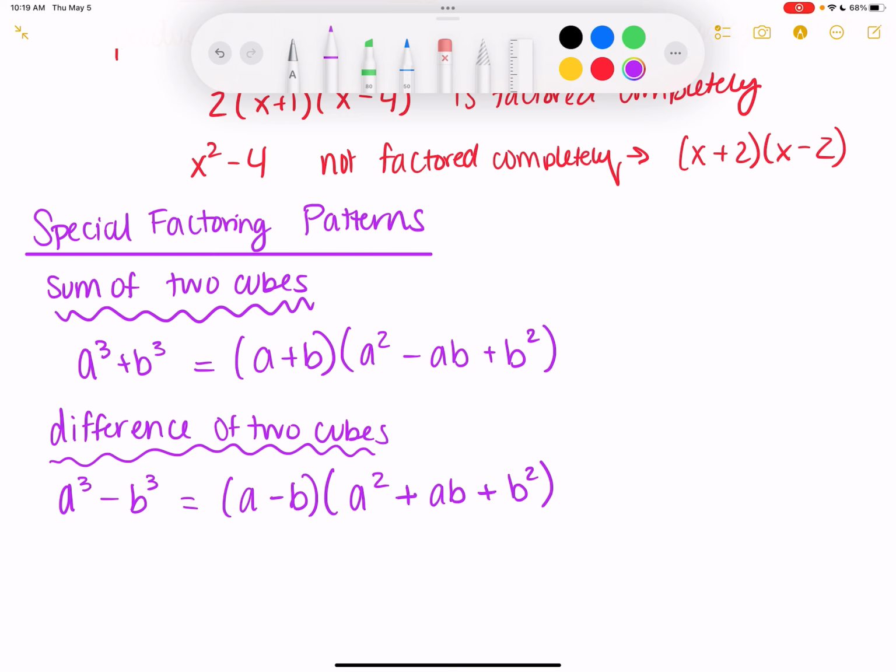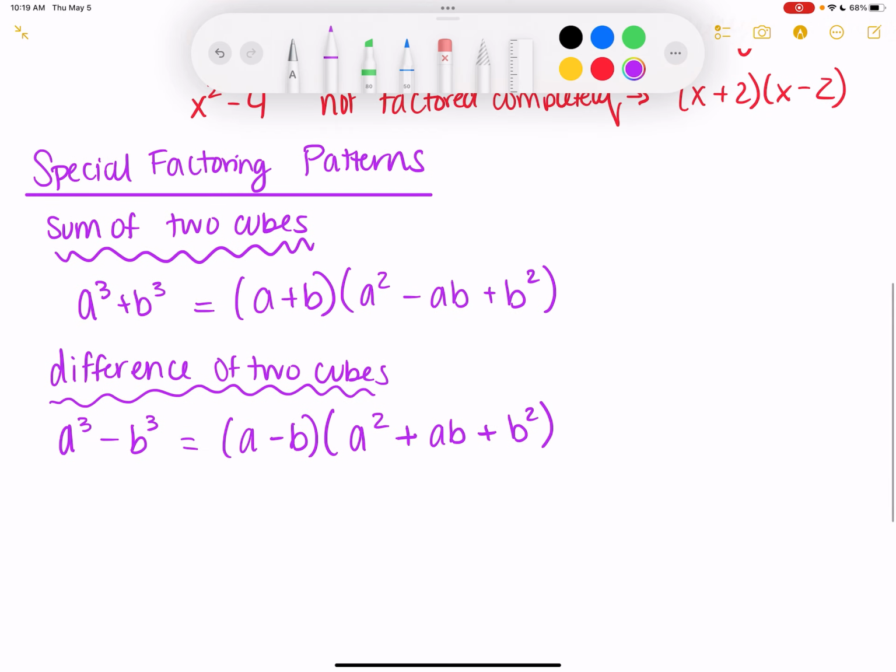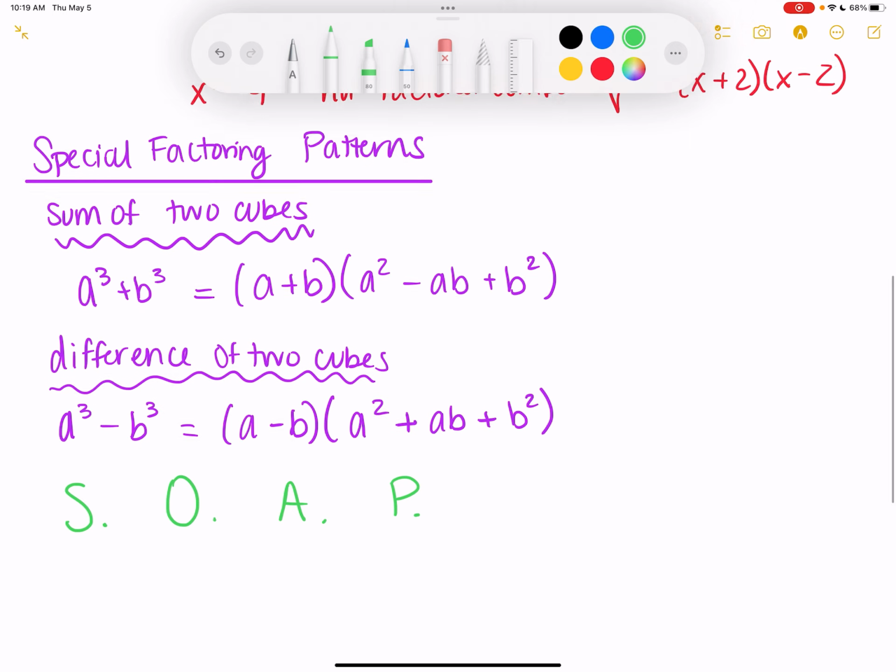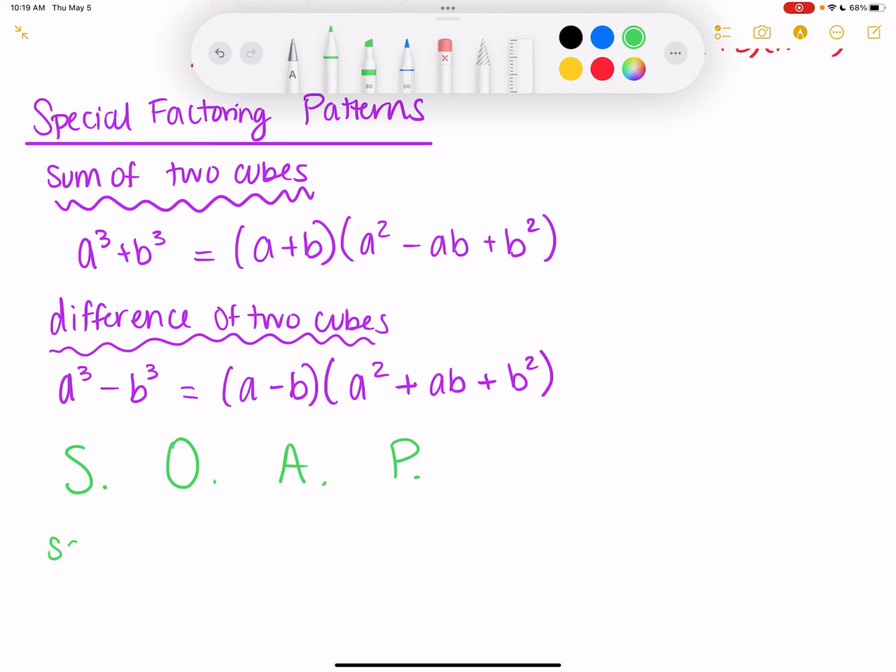And you're probably looking at the signs and thinking, what in the world? Why are they that way? How are they determining what they are? Well, that's where SOAP comes in handy. We always need our SOAP. This stands for same, opposite, always positive.